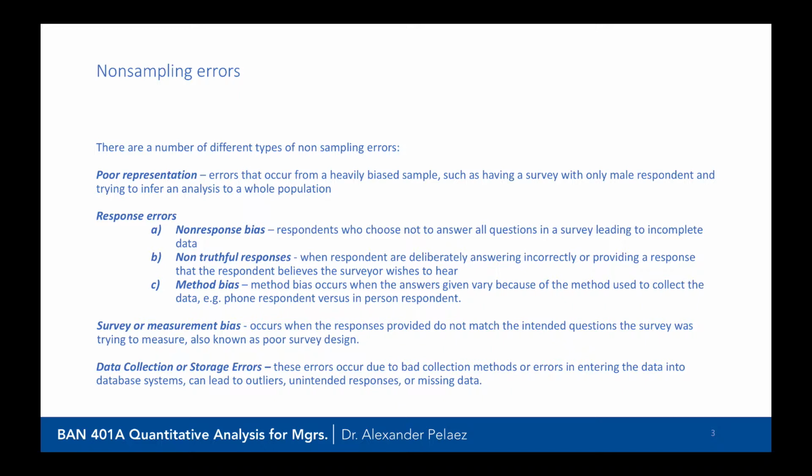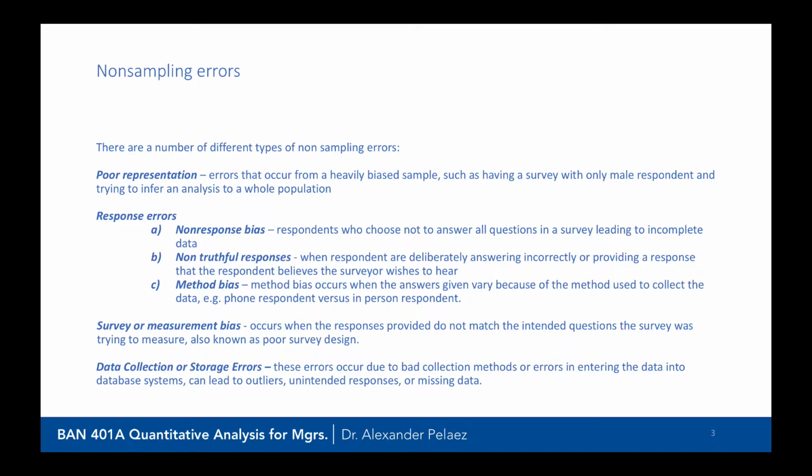Non-sampling errors are a big problem, especially when conducting surveys or conducting any type of research or trying to assess something that's going on from some observational data. The first one is poor representation. These are errors that occur from a heavily biased sample, such as having a survey with only one male respondent and trying to infer an analysis from the whole population.